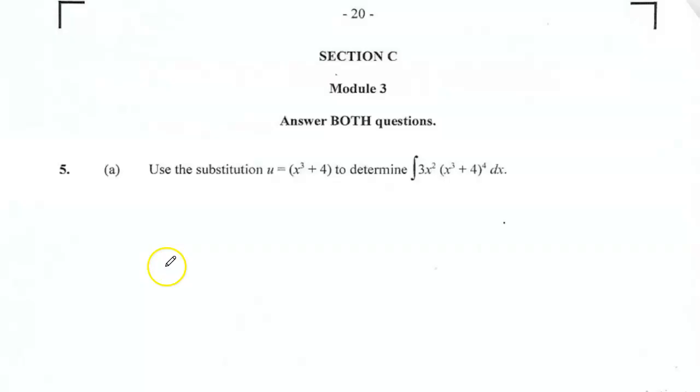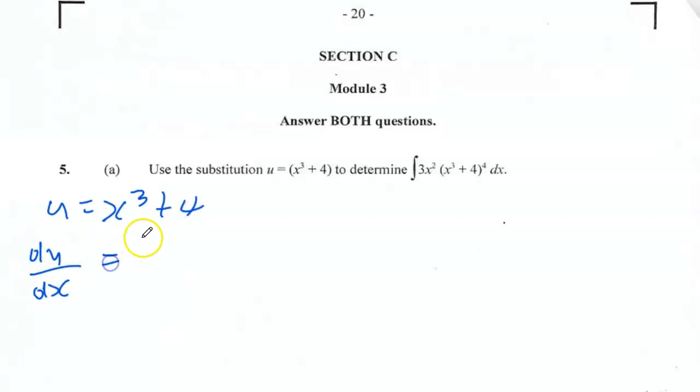So we now move to question 5, which is integration by substitution. Using the substitution u equal to x cubed plus 4, we are told. Let's find du by dx. So du by dx would be equal to 3x squared. Right, 3x squared. Let's make the substitutions in here now. So we're doing this problem. This is what we're integrating: 3x squared.